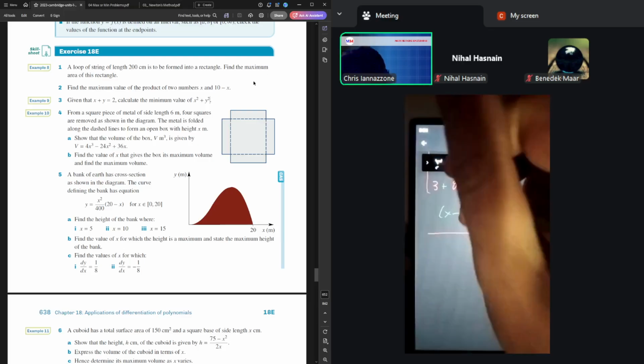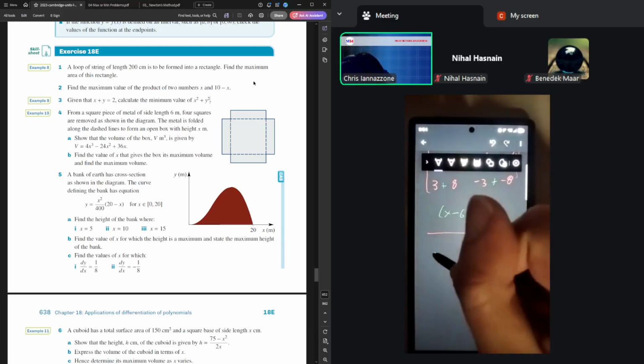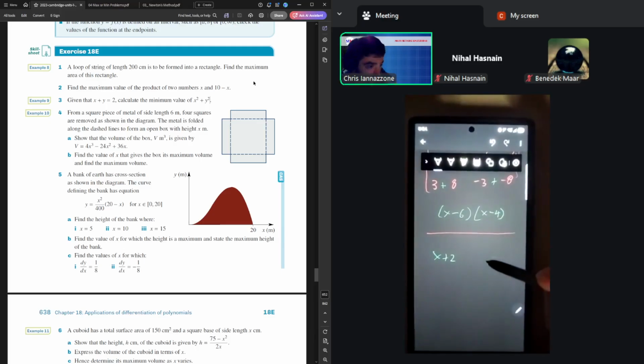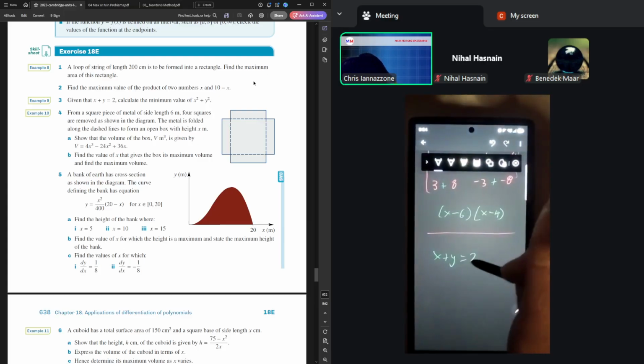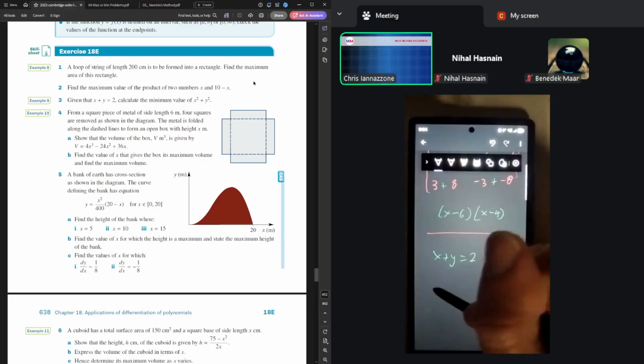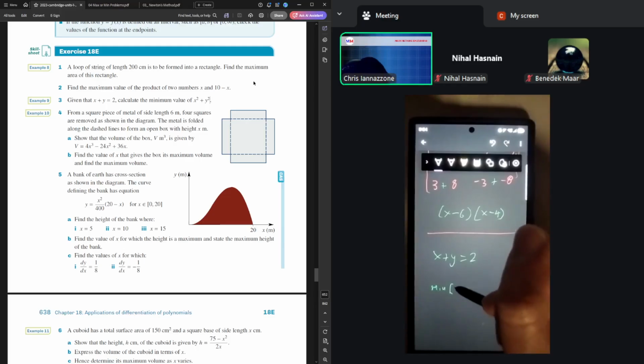Okay, so what's it asking? Given that x plus y is equal to 2, calculate the minimum value of x squared plus y squared. So we have the fact that x plus y is equal to 2. And we want to minimize x squared plus y squared.